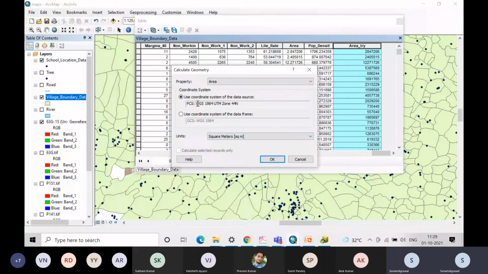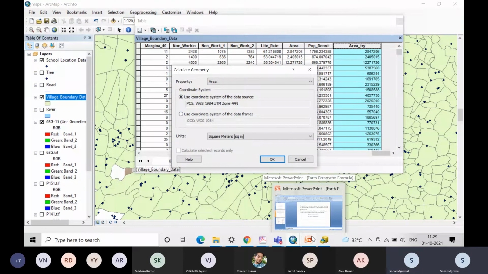Now here on the screen you can see they are asking to select the coordinate system. Use coordinate system of the data source. I have selected PCS, projected coordinate system. If I select GCS, geographic coordinate system, you can see area becomes disabled. Area is disabled, perimeter is disabled. I can just calculate the X coordinate of the centroid and Y coordinate of the centroid. I cannot calculate the area and perimeter. I can calculate only when I use the projected coordinate system over here.